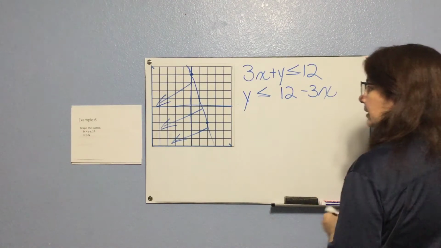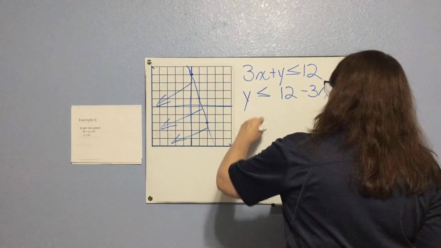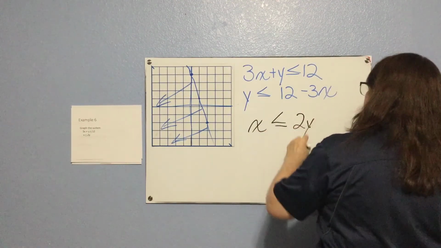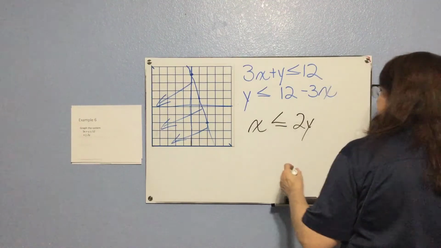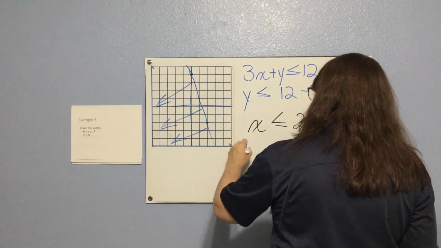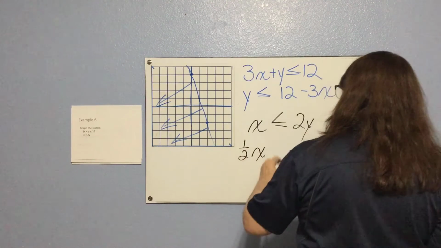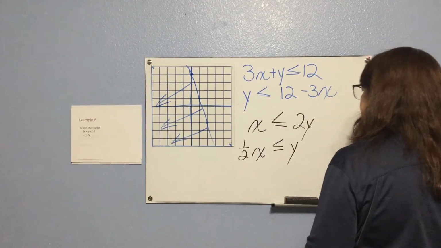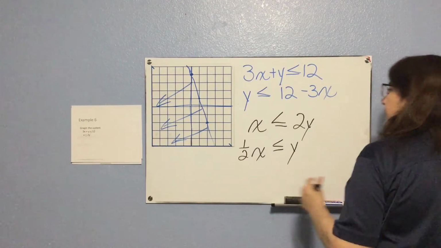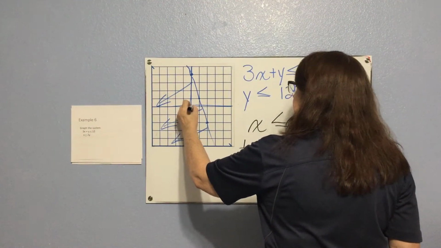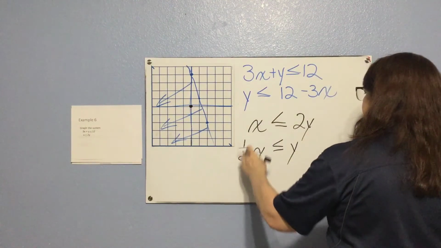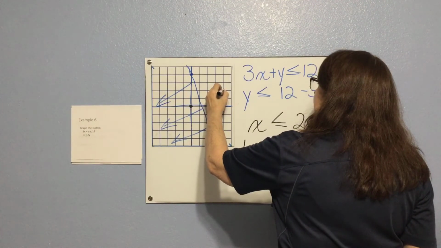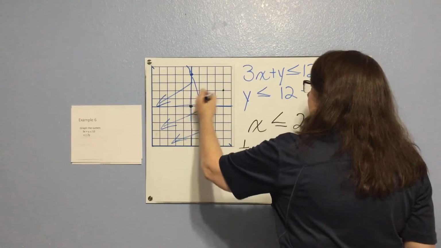Now I'm going to look at my other inequality. x less than or equal to 2y. And I could divide that by 2 and have 1/2 x less than or equal to y. So there's no y-intercept except the origin, and my slope is 1/2, so up 1 over 2, up 1 over 2, like so.